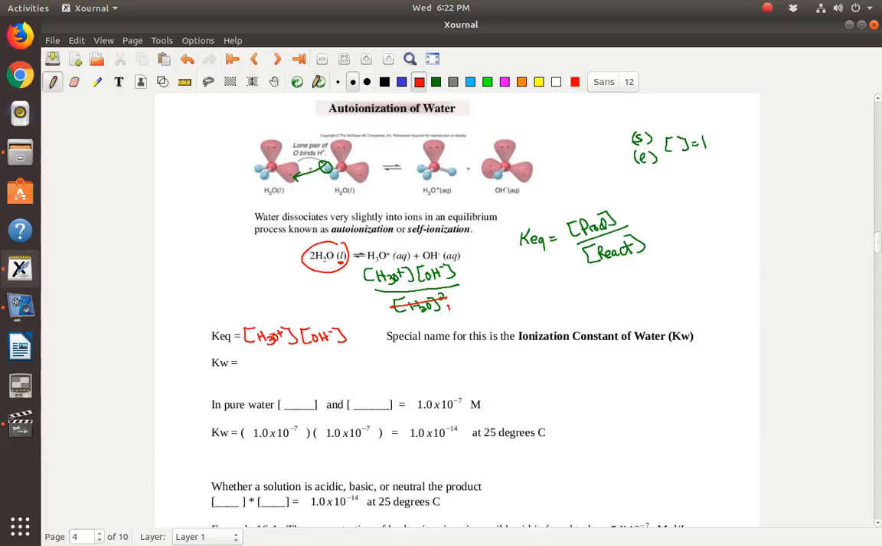Now, this is an equilibrium constant for that reaction, but because it's dealing with water, it gets a special name, and that's all that is. The ionization constant of water, the Kw. It's the equilibrium constant of water. It's a special name for what you've already done. So the Kw is equal to the hydronium ion concentration times the hydroxide ion concentration.